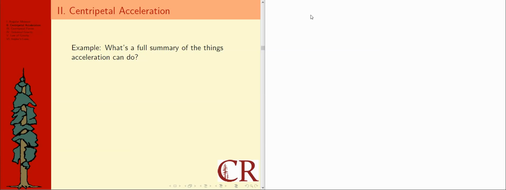What's a full summary of the things acceleration can do? Well, when we introduced acceleration, we understood that one of the things acceleration can do for an object is that the object speeds up. So I'm going to write speed up is definitely one of them. Another possible result is if the acceleration points in the opposite direction as the direction of the object's velocity vector, it could slow down. And those were two that I think were reasonably straightforward.